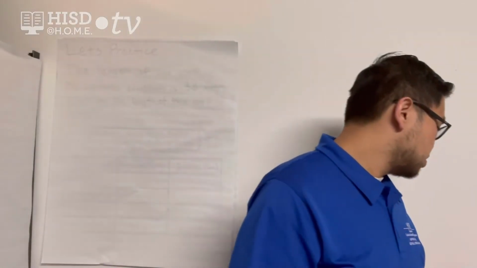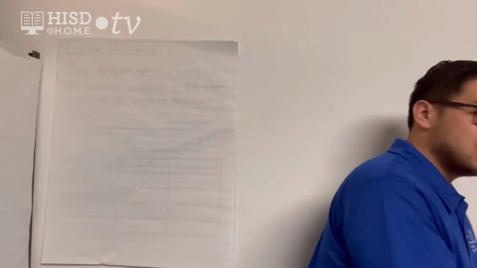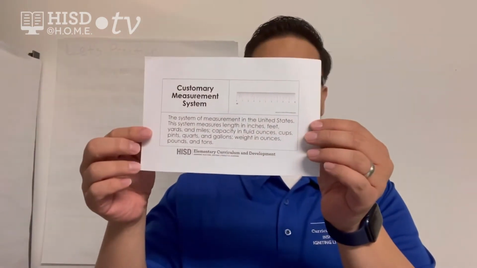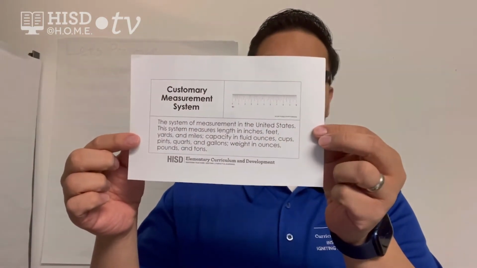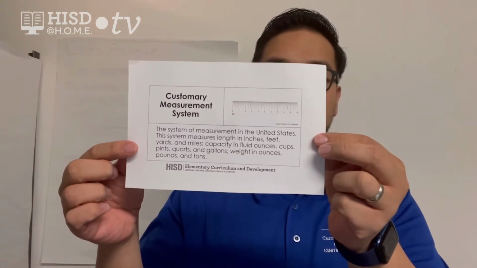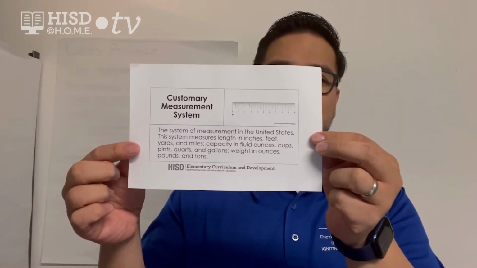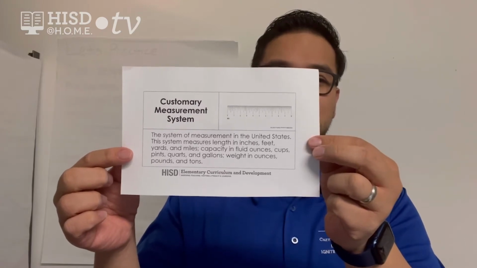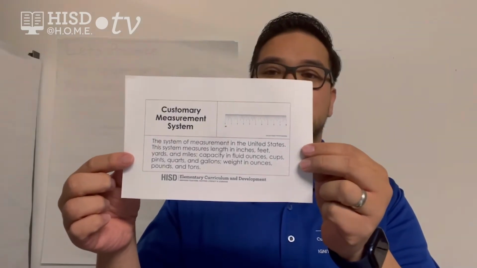So our first word is the customary measurement system. The system of measurement in the United States. This system measures length in inches, feet, yards, and miles, capacity in fluid ounces, cups, pints, quarts, and gallons, and weight in ounces, pounds, and tons. This is the customary measurement system.